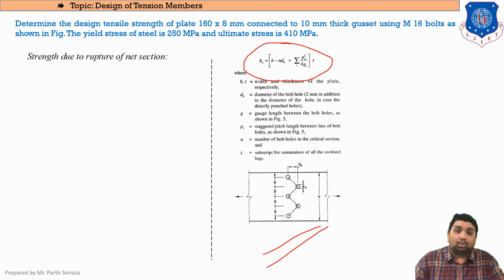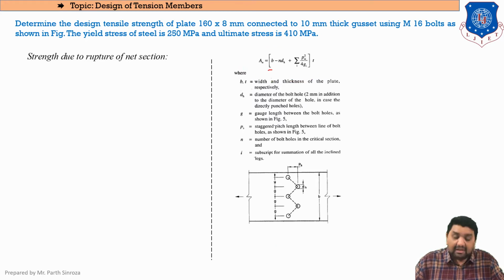So this equation is only applicable whenever a staggered or zigzag bolting is given in the question. Here the parameters are B, that is the width of the section, N, that is the number of bolts, DH, that is our hole diameter, and PSI, that is our pitch. Clear? That is staggered pitch.